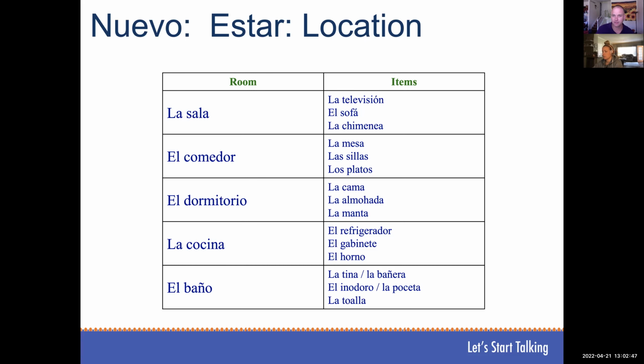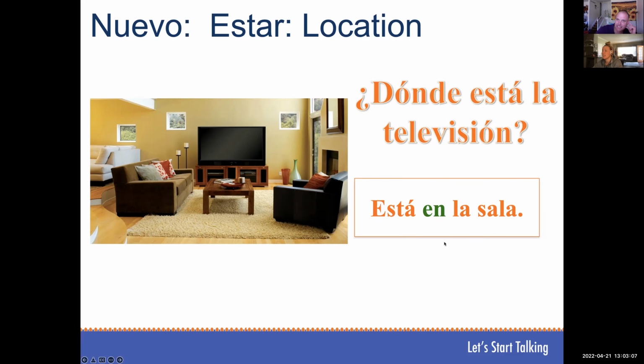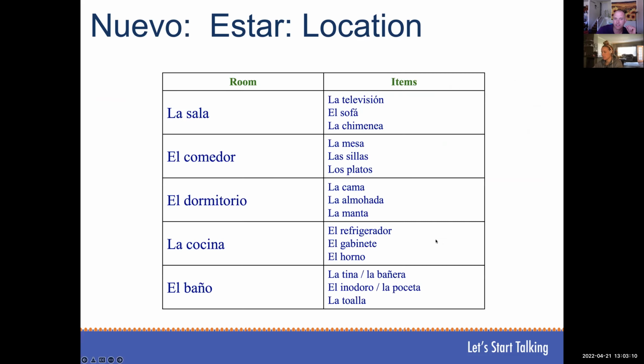Muy bien. ¿Dónde está la televisión? La televisión está en... we just went over this. La sala. Okay. Do you want to go back and take some notes? Yeah. And this should all be in your book too, by the way. All right, I am ready.